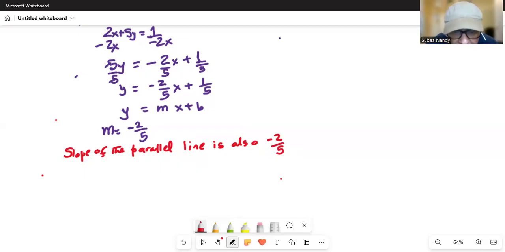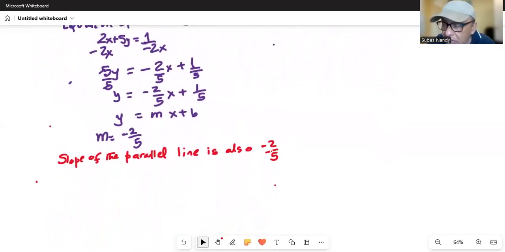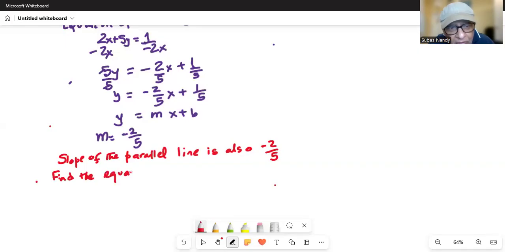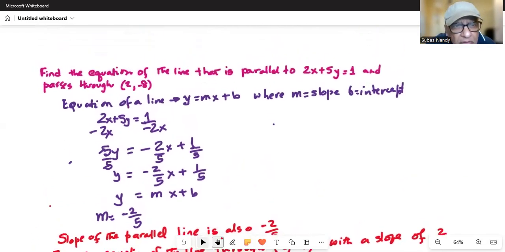Okay, so the given point is (2, -8). Our agenda is to find the equation of the line passing through (2, -8) with a slope of minus 2 over 5. Let's make sure I've written the coordinates of (2, -8) correctly.